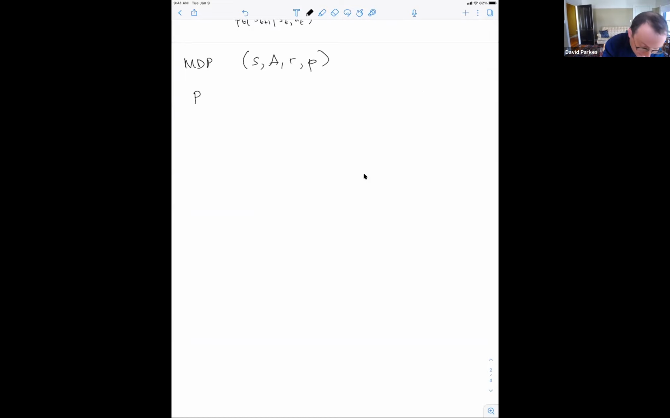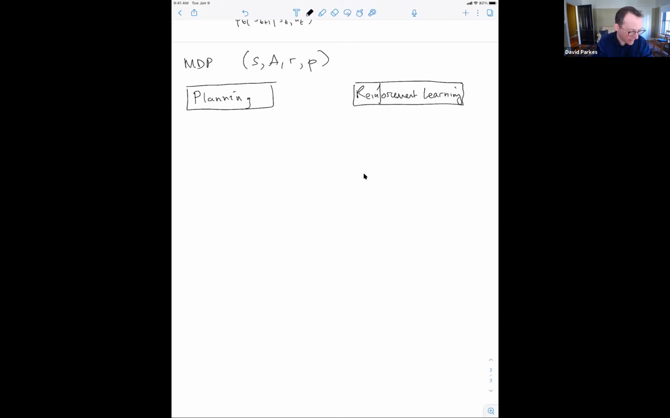There are two flavors of problems that we're interested in when we are working with Markov decision processes. One problem is a planning problem, and one problem is a reinforcement learning problem. I want to be precise about what these are. So in one problem, your input is the description of the MDP, and your output is the optimal policy.